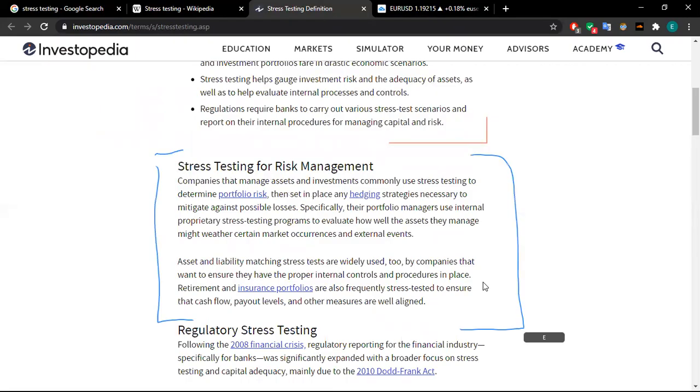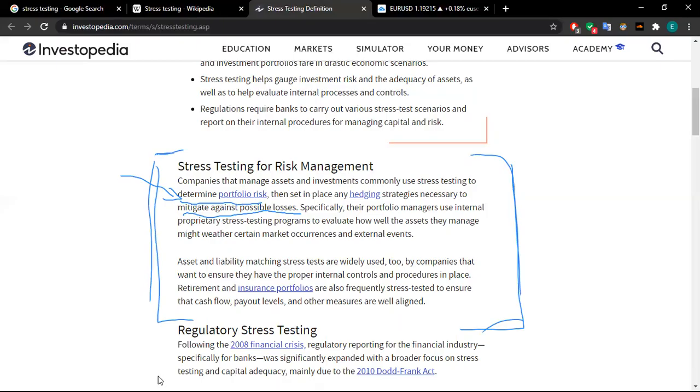When I read this, stress testing for risk management itself, companies that manage assets and investments commonly use stress testing to determine portfolio risks. This comes into that risk management. They said they can place any hedging strategies necessary to mitigate against possible losses, which is interesting, something that I was completely unaware of. And when I read this, I was like, this is definitely tied into what we do.